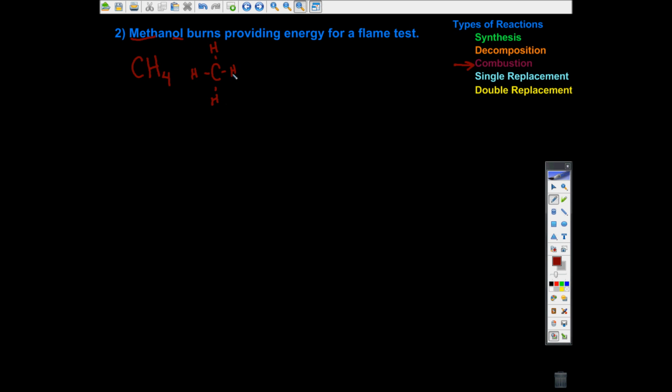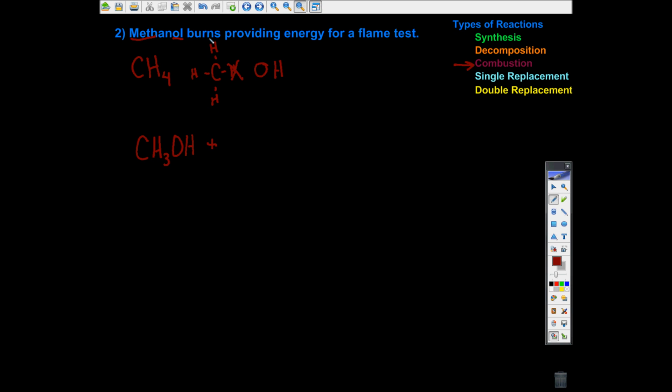Methanol means that one of those hydrogens right there has been replaced. It's been replaced, instead of just that H, with an OH group. Hence methanol. So essentially, you're going to have CH3OH as the formula for methanol.